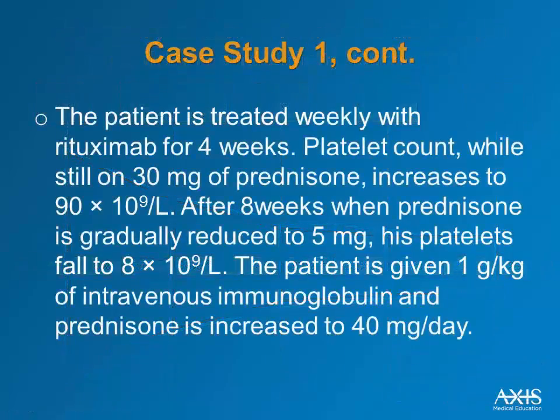So this patient decided to try rituximab, and he was treated weekly for 4 weeks with 375 milligrams per meter square, and the platelet count, while on prednisone at 30 milligrams, did increase to 90,000 per microliter. However, over the next 2 months, when prednisone was gradually reduced to 5 milligrams, his platelets fell again to 8,000 per microliter. The patient was given a gram per kilogram intravenous immunoglobulin, and prednisone increased to 40 milligrams a day.